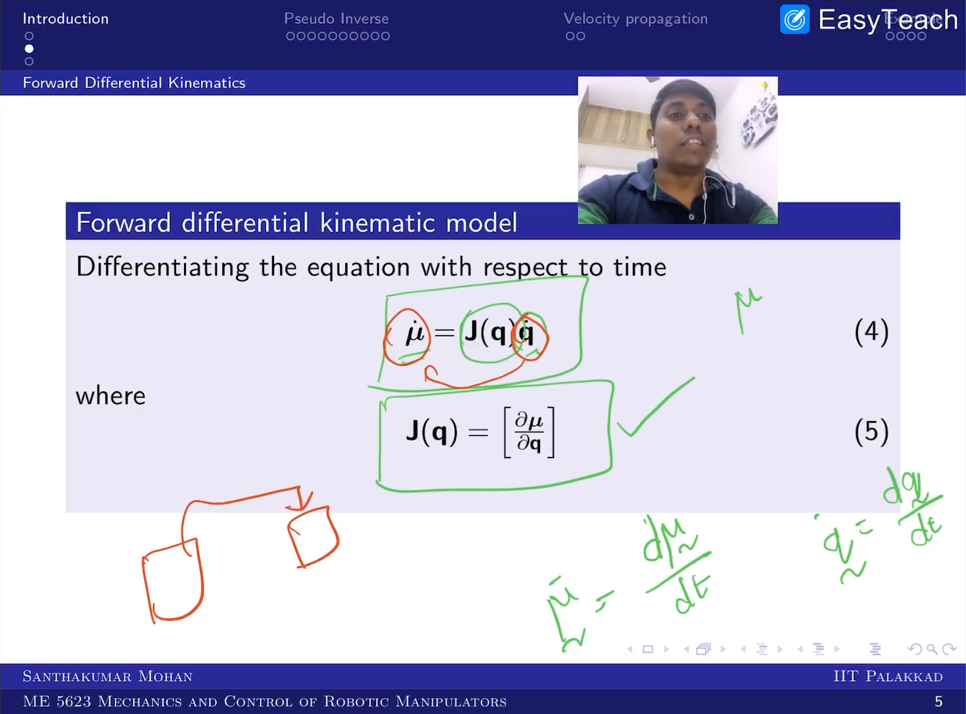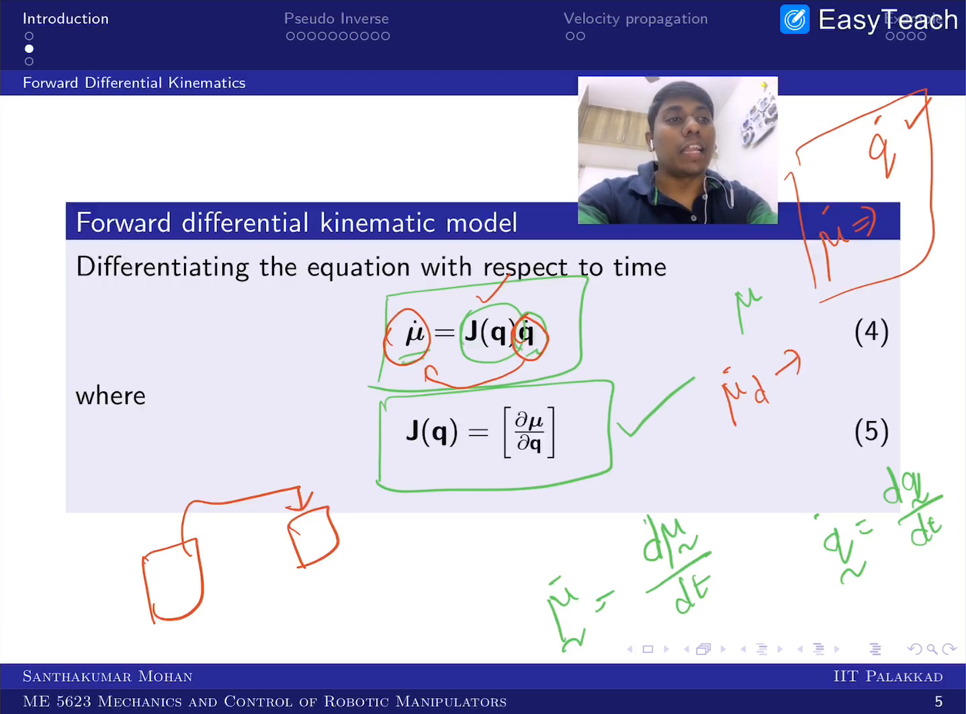Now you can see that there are two conditions. If I give q dot, what would be mu dot? That is straightforward for a given q dot and the initial q. Then we can find mu dot. There is the other case where I have mu dot desired, and can I get some q dot? In the sense, I invert the J matrix, then multiply with mu dot. That is the indirect method, or inverse.